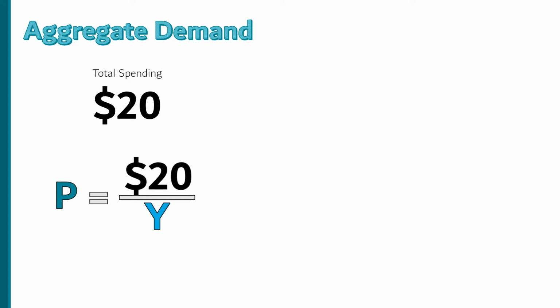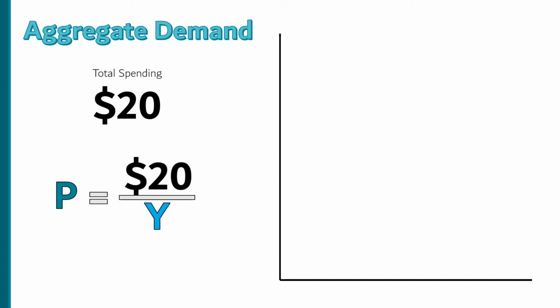Now we can graph this equation and see what it looks like. Our graph has two axes. The vertical axis will represent the price level, P. The horizontal axis will represent real GDP, Y. Remember, each axis is just a number line, and any point on the graph represents a pair of values, one for real GDP and the other for the price level.